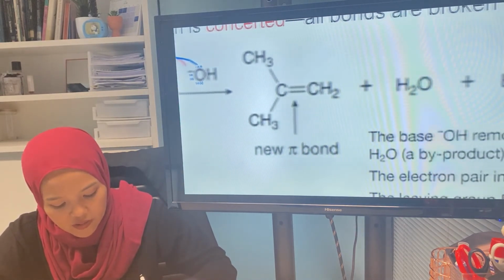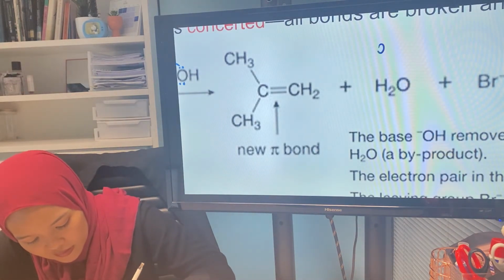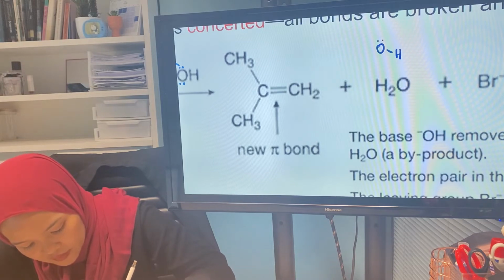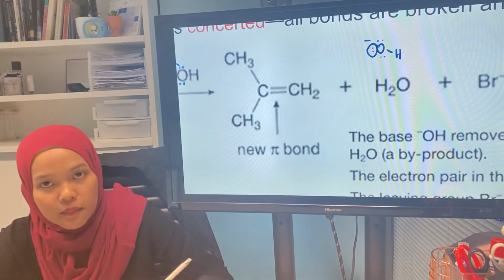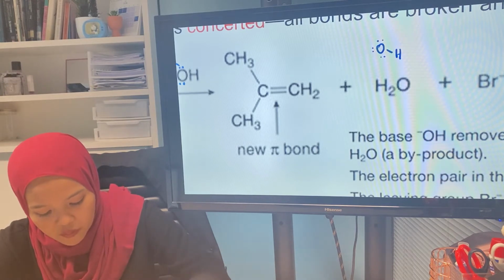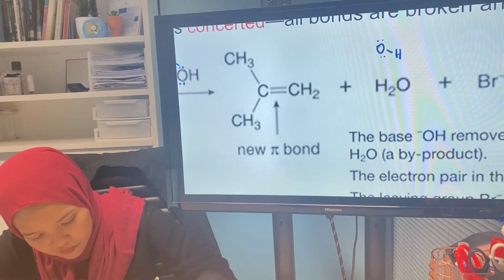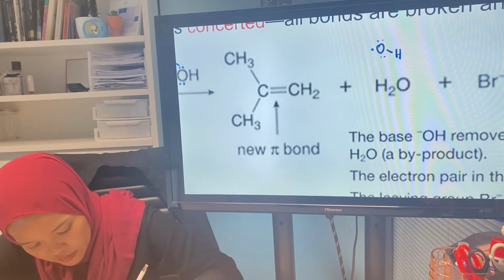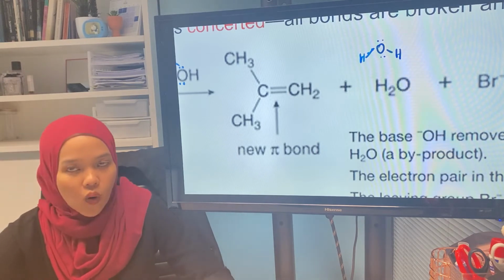So you will expect it is going to produce H2O. Why? Because initially it is OH like this, correct? So now these two electrons are being used to make a bond with hydrogen. So you are going to form this with the hydrogen, so it is going to be water.